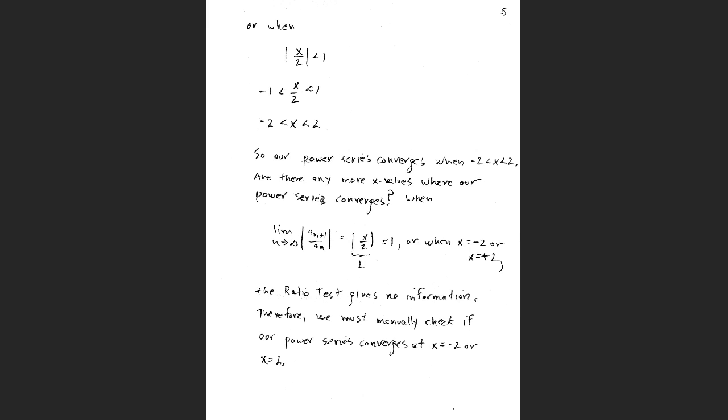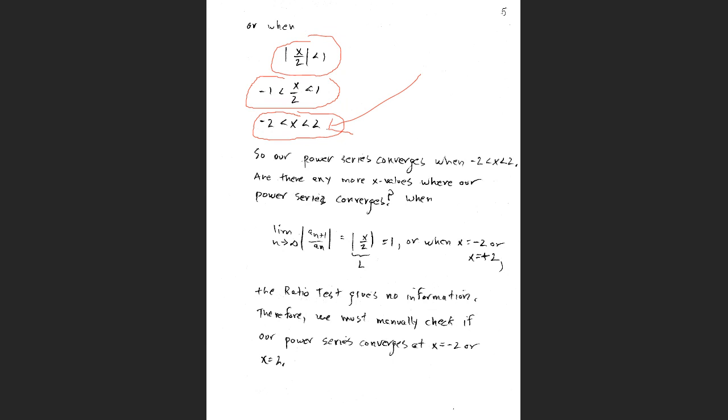And based on that, when you set the ratio less than 1, if the absolute value of x over 2 is less than 1, then x over 2 is between negative 1 and 1. And so x is between negative 2 and 2. And so these are the values of x for which the power series would converge.